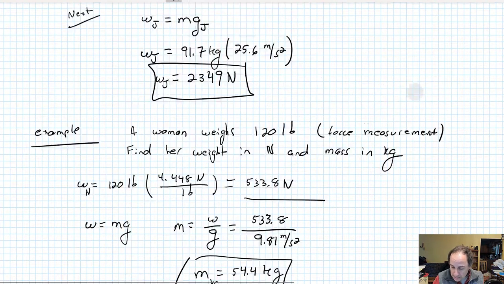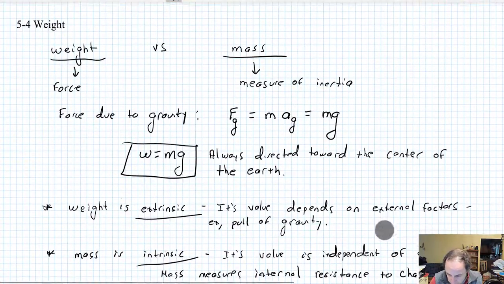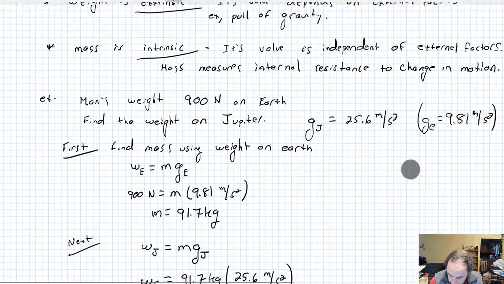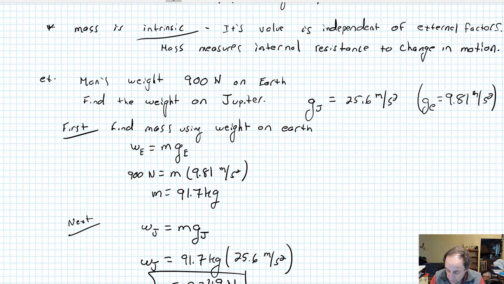Just a little aside here on g. So g of the Earth is 9.81 meters per second squared in metric. g of Earth is also about 32.2 feet per second squared. So if you're doing something in English or customary units.